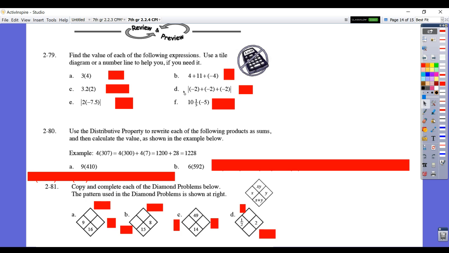Find that value, then take the absolute value of that. For E, 2 times negative 7.5, find that value, and then take the absolute value. And then F, you're taking 10 and 1/5 times negative 5. Remember, you could change 10 and 1/5 into a decimal if you wanted to, or you could change it into an improper fraction and multiply. But again, for all of these, you don't have to use a diagram or number line, but you can.